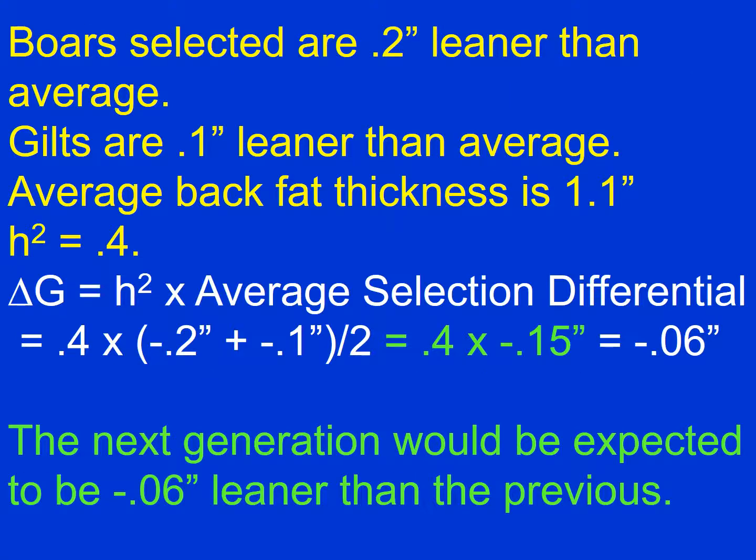So here we go. How much genetic change? Heritability is 0.4. Here we have the average selection differential. So our pigs will be minus 0.06 inches leaner than the previous generation. So they were at 1.1, minus the 0.06 will give us pigs that are 1.04 inches of back fat in the next generation. So this concludes this little video on calculating or predicting genetic change.